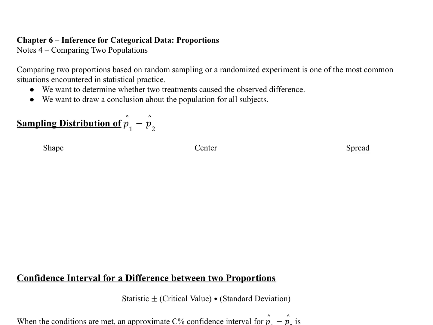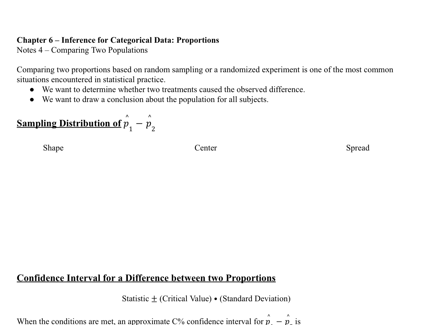In the last section of Chapter 6, we're going to look at comparing two populations. So comparing two proportions based on random sampling or randomized experiment is a very common situation encountered in statistical practice. What you're trying to determine is whether two treatments caused the observed difference, and you want to draw a conclusion about the population for all subjects.